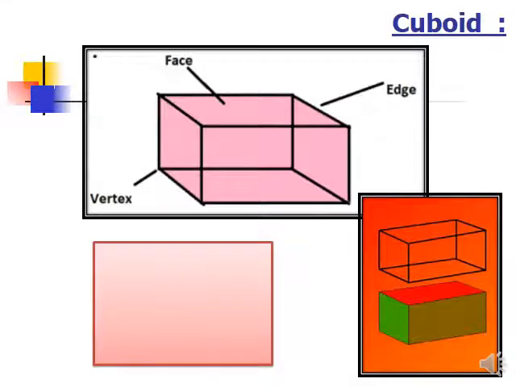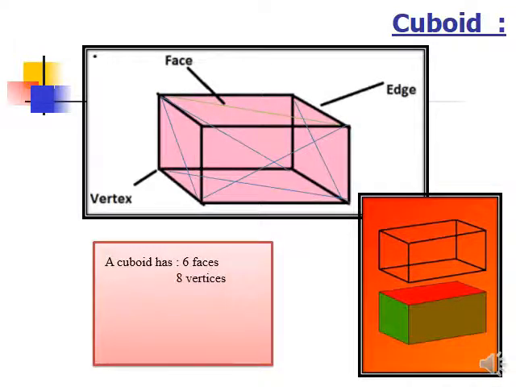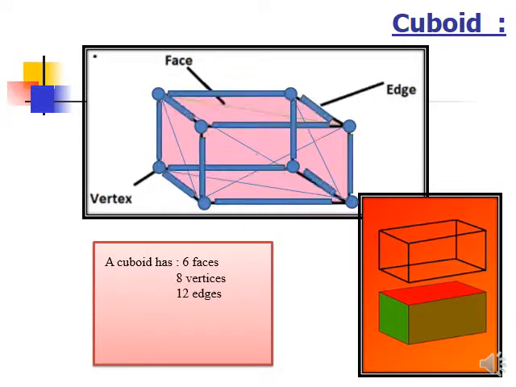Now we will talk about the cuboid. This is the cuboid. A cuboid has 6 faces. These are the 6 faces. A cuboid has 8 vertices. These are the 8 vertices. A cuboid has 12 edges. Let's see the 12 edges. So these are the 12 edges. So this 3D shape is named cuboid.